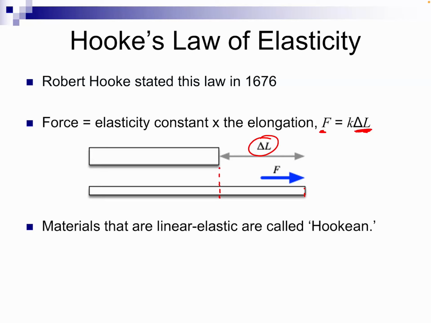And the proportionality constant, K, is called the elasticity constant. It's a property of the material which tells us how easy it is to elongate or deform or stretch a material. So the higher the elasticity constant, the easier it is to deform the object.